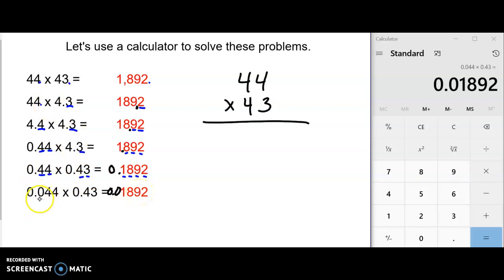Now, I want you to notice this one. On that last one, we have 1, 2, 3, 4, 5. That means there has to be 5 digits behind the decimal. Now notice when I put it in the calculator it was 0.01892. If I have 1,892, and there's supposed to be 5 digits behind the decimal, if I put it here, there's only 1. Here there's 2. Here there's 3. Here there's 4. I have to annex a 0 at the front. And it's going to go 1, 2, 3, 4, 5.